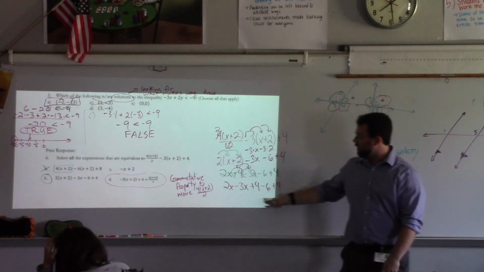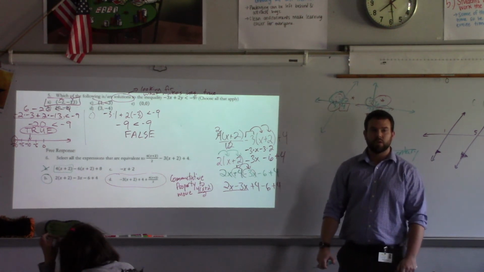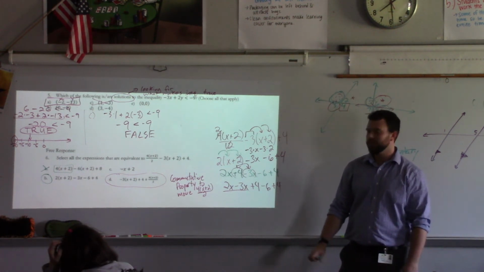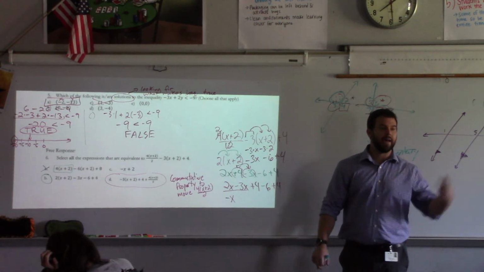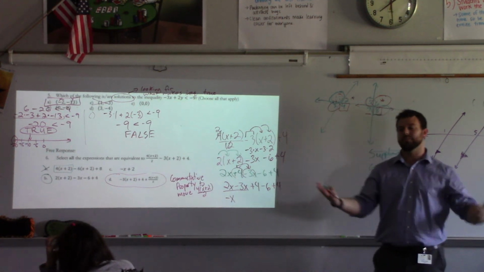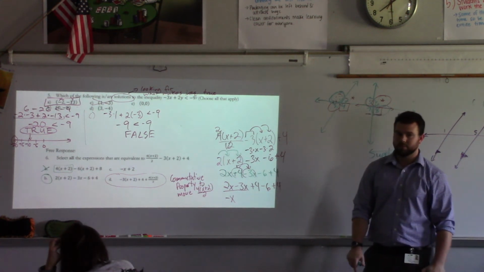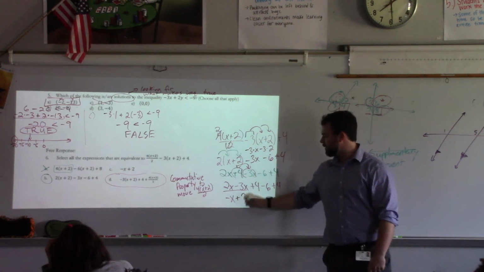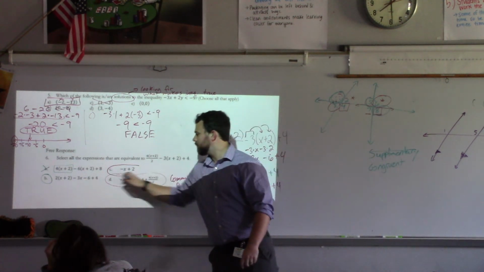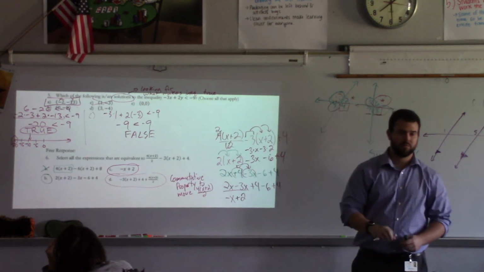Because now that I've commuted, I see like terms. What is 2x minus 3x? Negative 1x, right? I have 2x's, I'm taking away 3x's, I'm left with negative 1x. What's 4 minus 6? Negative 2. Negative 2 plus 4? Positive 2. So all three of those were equivalent. We all good on that?